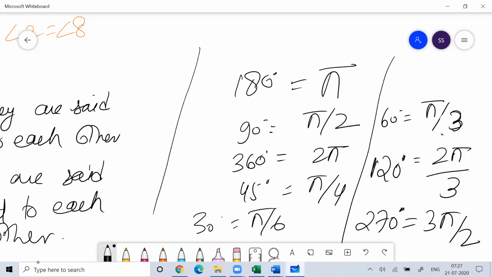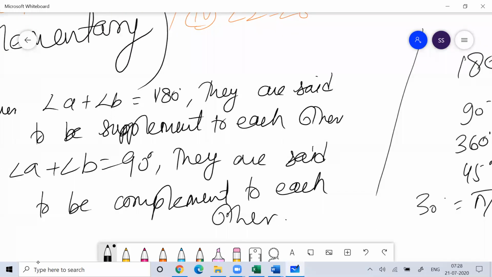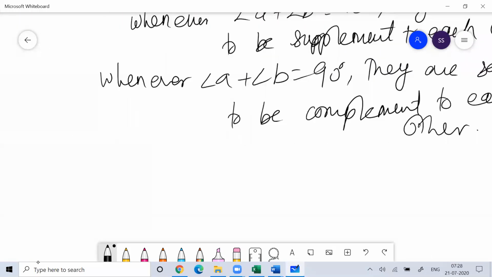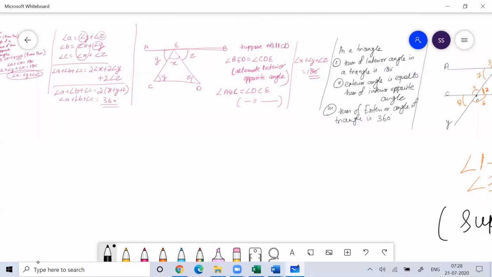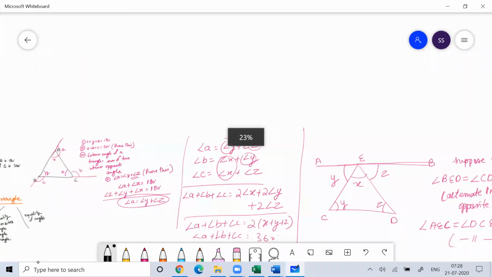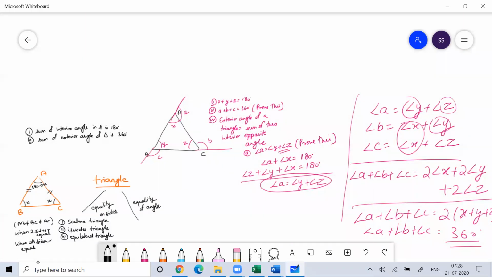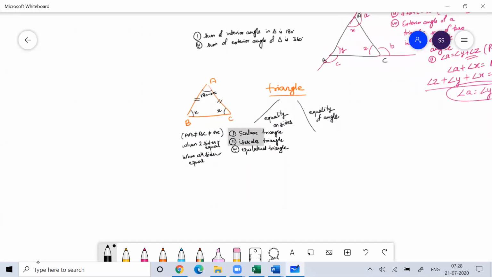We can keep this in our mind while working on trigonometry. We should be good with this conversion. So going further on triangles, we were talking about a triangle.